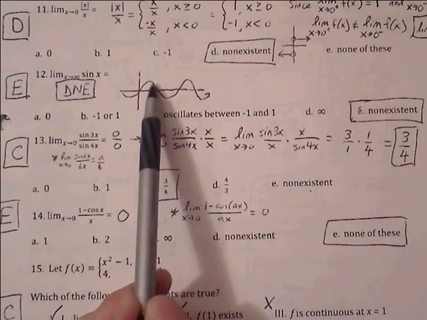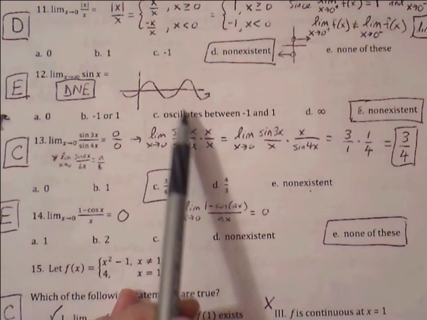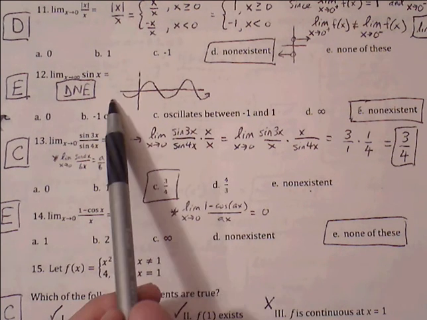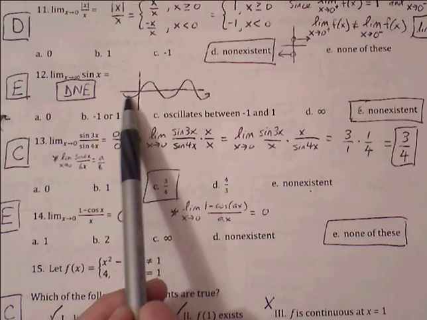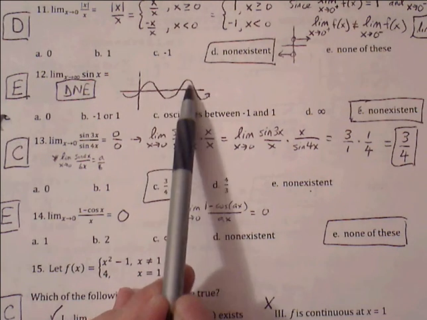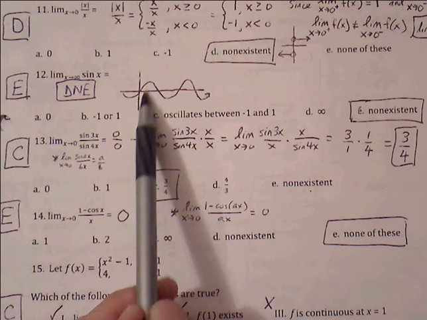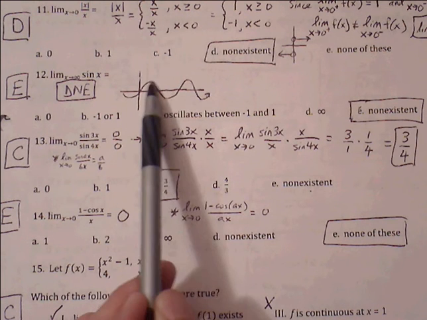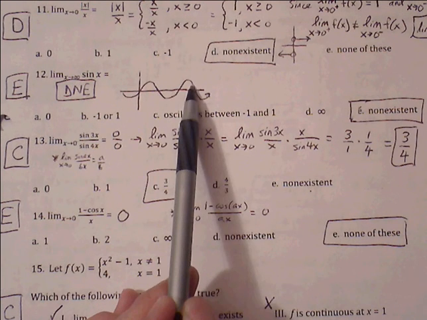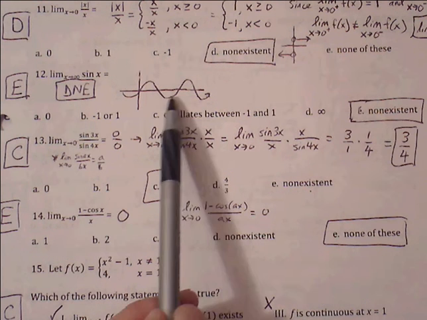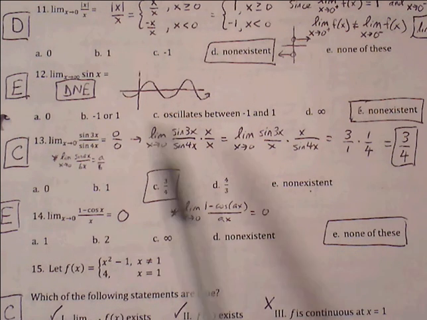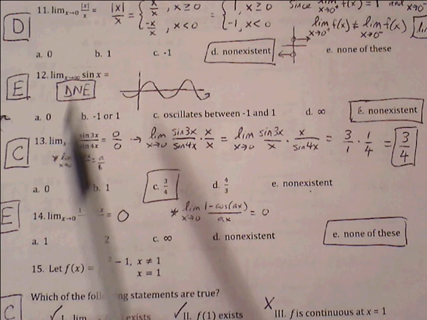You may think that it's oscillating between negative 1 and 1, but limit is asking, does the graph approach a specific y value? Does it get closer towards a specific y value? And we see that it does not. It oscillates, but it's never settling on a specific y value. So because of that, we say the limit does not exist, at least not as we approach infinity.